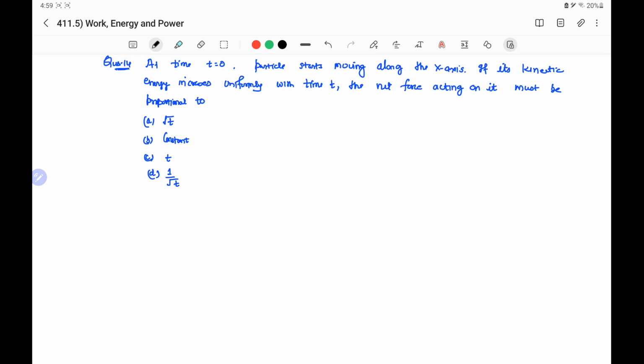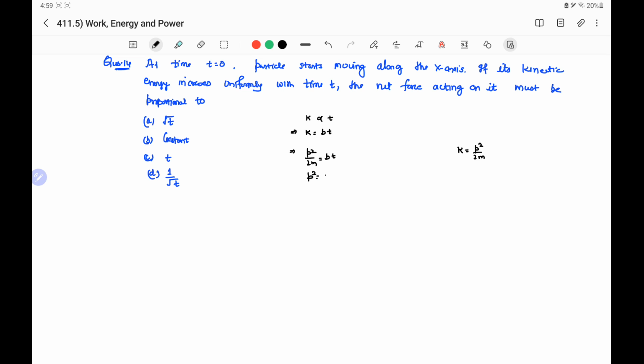Question number 14 is, at time t equal to 0, a particle starts moving along the x-axis. If its kinetic energy increases uniformly with time t, the net force acting on it must be proportional to, options are root t, constant, t, or 1 by root t. It is given that kinetic energy is proportional to t. So K will be equal to some constant b into t, and K is defined as p square by 2m, where p is the momentum and m is the mass.